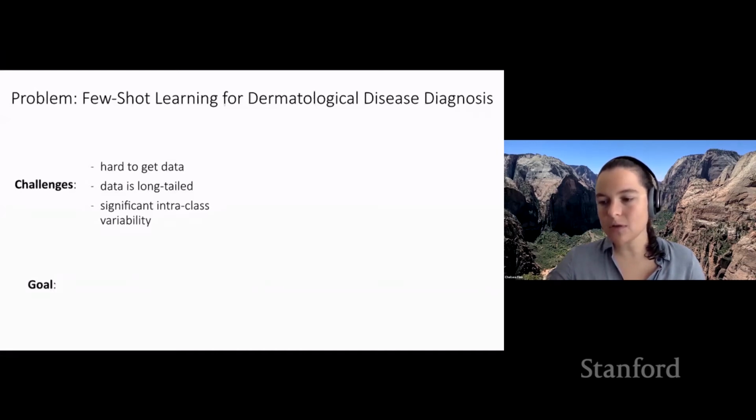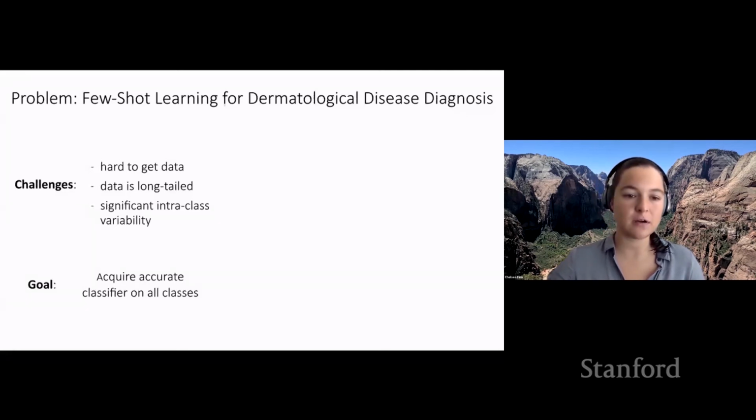The goal of this paper was to try to acquire an accurate classifier on all classes. Essentially different classes correspond to different diseases, and they want to be able to classify which disease a patch of skin corresponds to among all of the classes in their training data set.